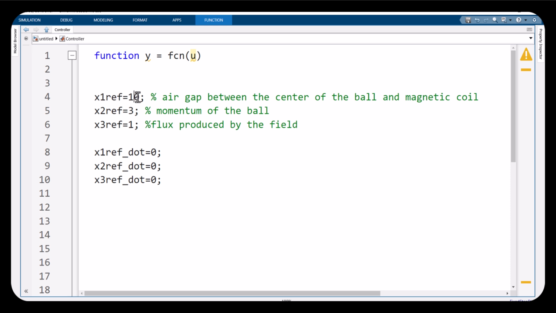I want my air gap, theta, the x1 state, to be equal to the value 10. I want the momentum of the ball to be equal to 3, with units defined in the research paper. And I want the flux to have the value of 1. So I define variables with the name reference, because reference is the value that you want your system to go to, right?